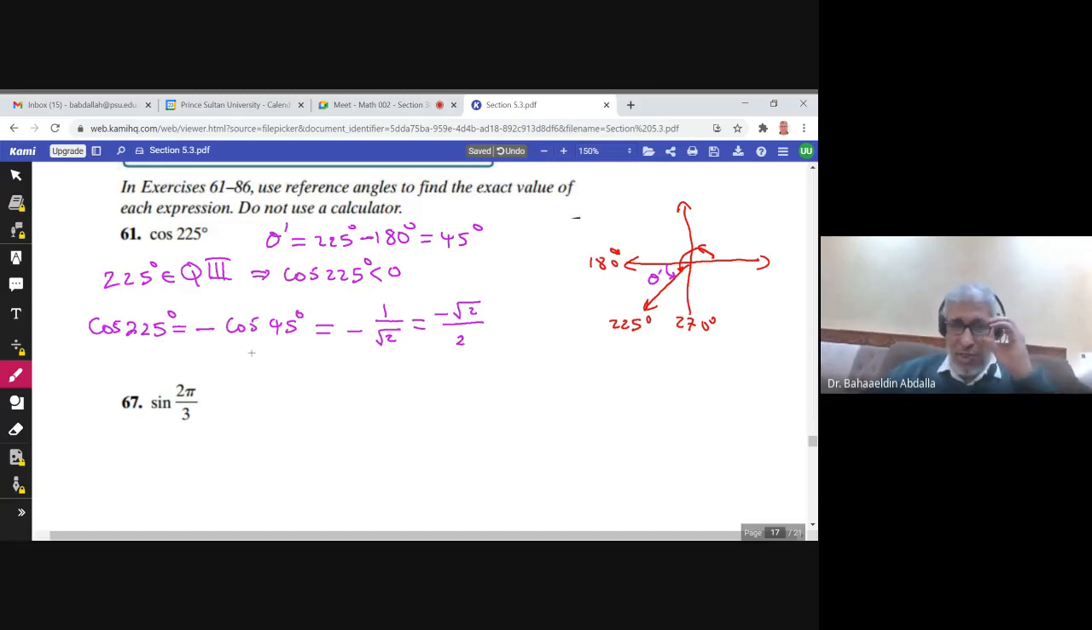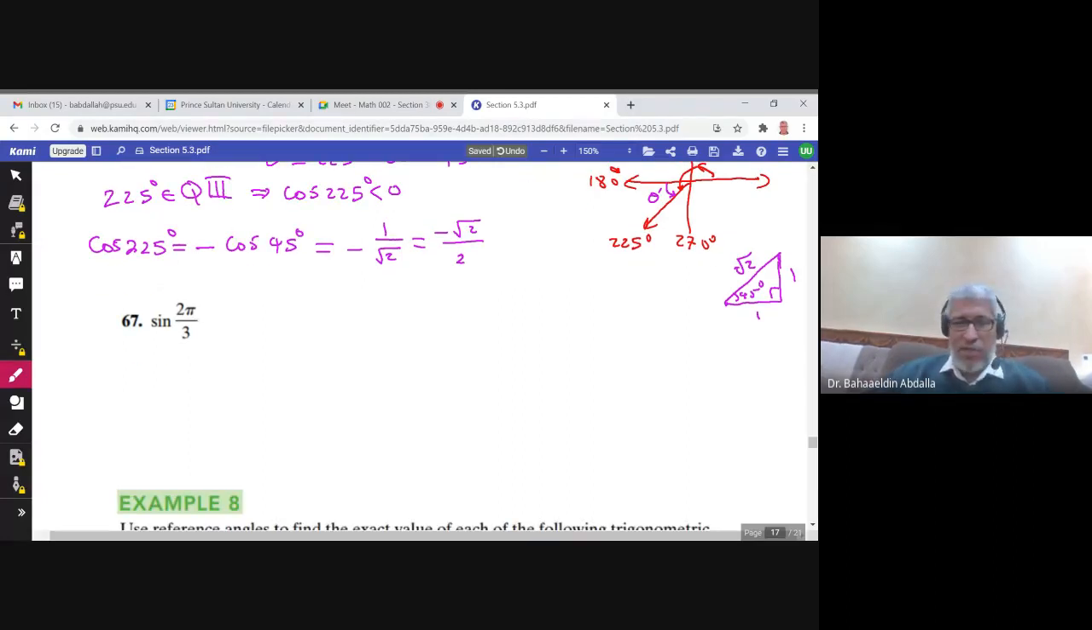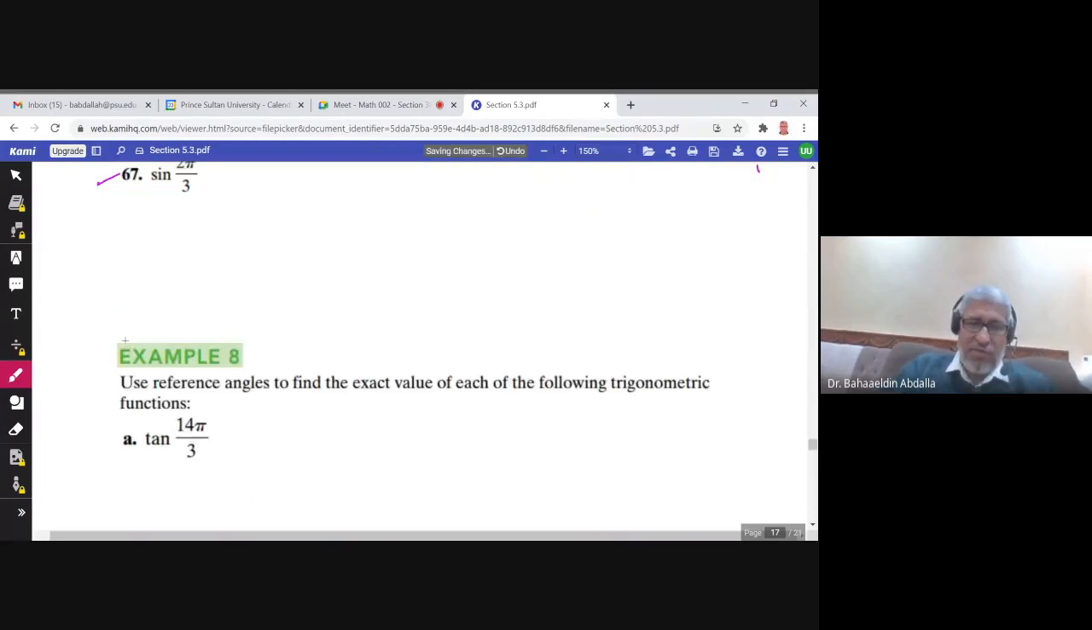Or you can use the triangle. We know that there is a triangle for 45 degrees. Okay, if this is 45, this is the right triangle, then we have these numbers, 1, 1, square root of 2. You can use this triangle without a calculator to find cosine 45. Please do the same to find sine 2 pi over 3. This is an exercise for you.